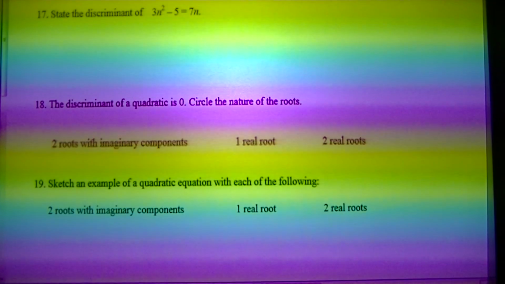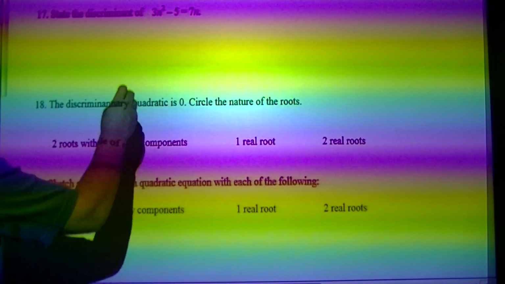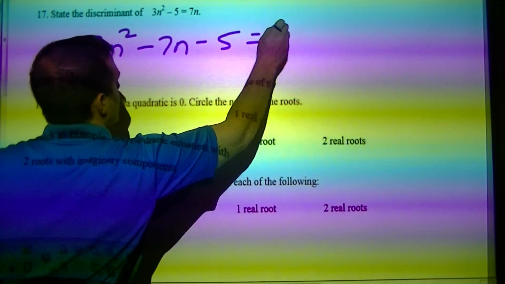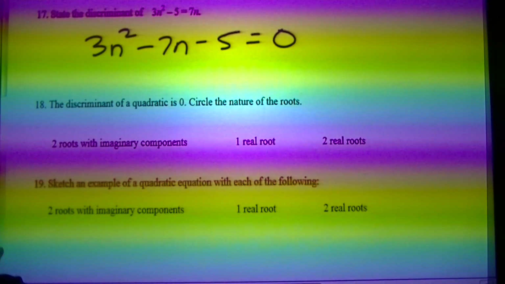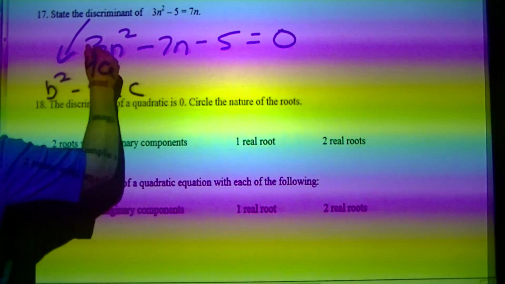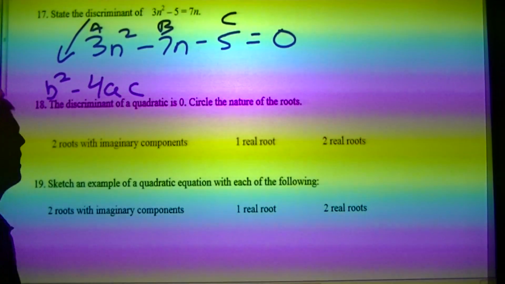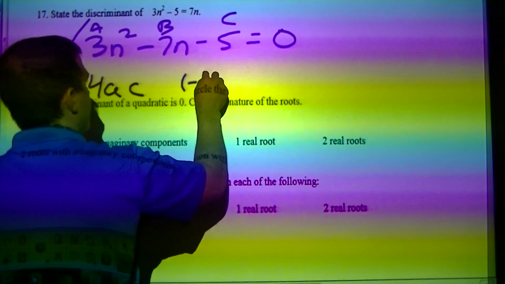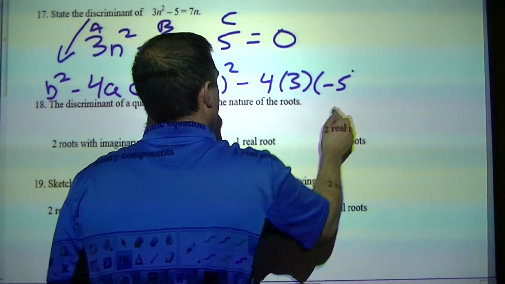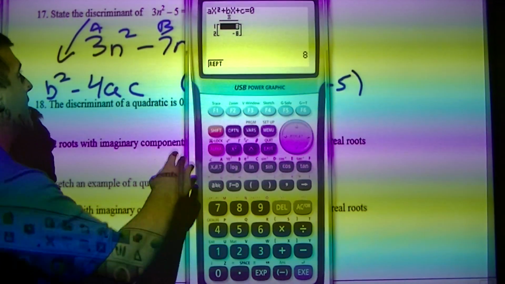Moving on to 17. What is the discriminant? Before we find the discriminant, we have to get everything on one side. Now, I'm going to list it in order just like we were doing before. The discriminant is b squared minus 4ac, where this is a, b, c. So what I would do is negative 7 squared minus 4 times 3 times negative 5. The key is use your calculator.